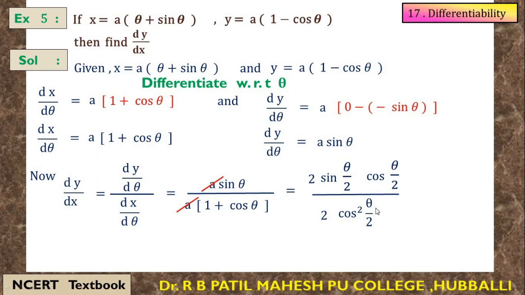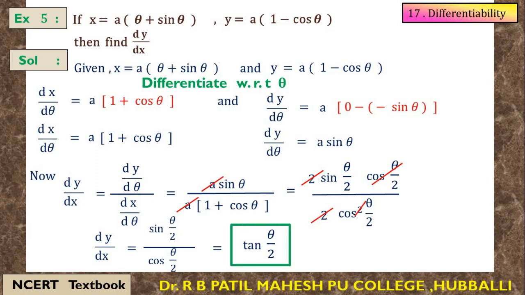Using those identities, the functions are substituted, and then here 2 gets cancelled, 1 cos function cancels. So you will get sine theta by 2 divided by cos theta by 2, and this can be written as tan theta by 2. And this is the solution. So what is important is to remember how to write the sine theta function and the 1 plus cos theta function substitution.